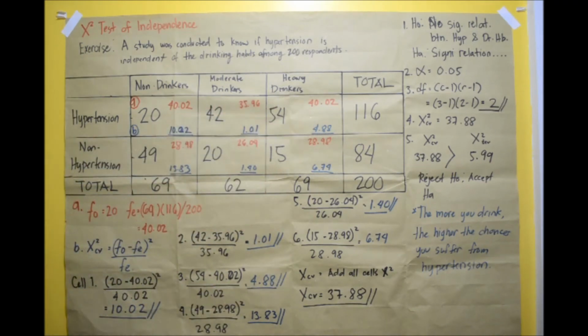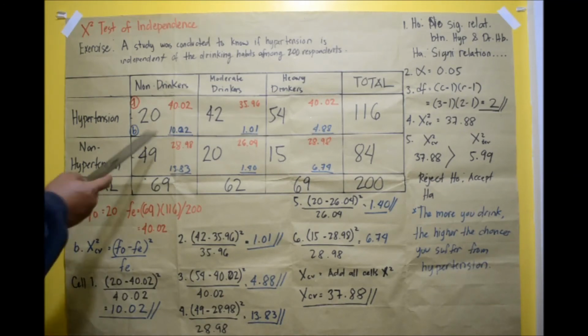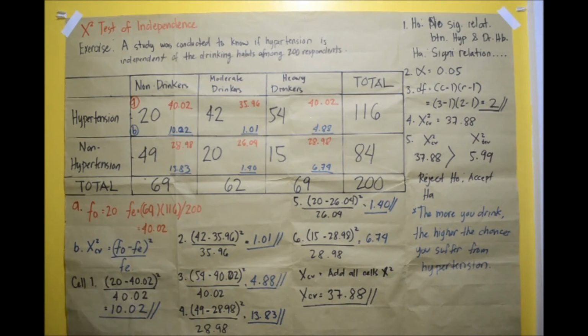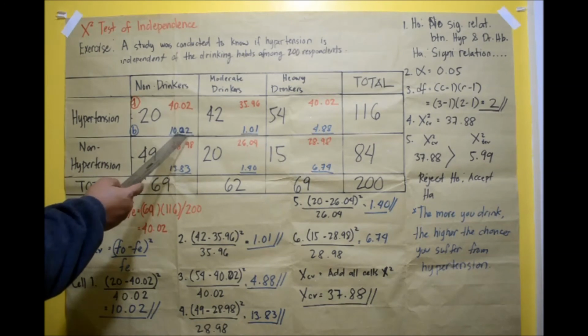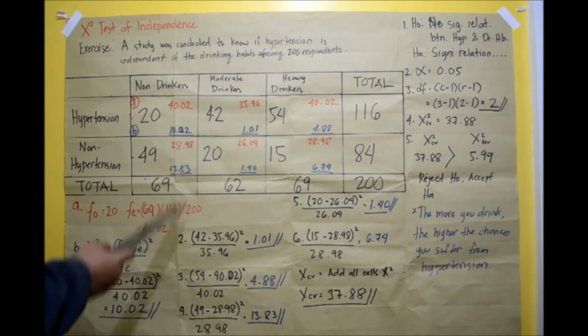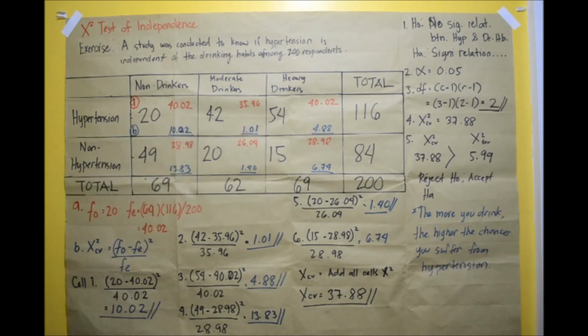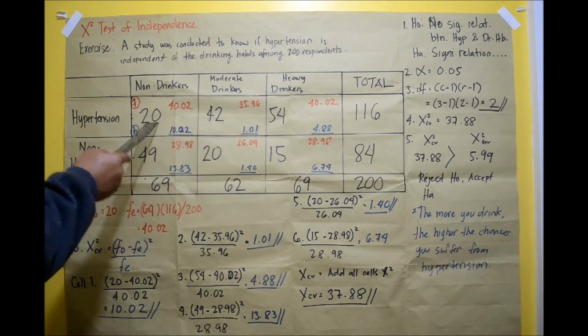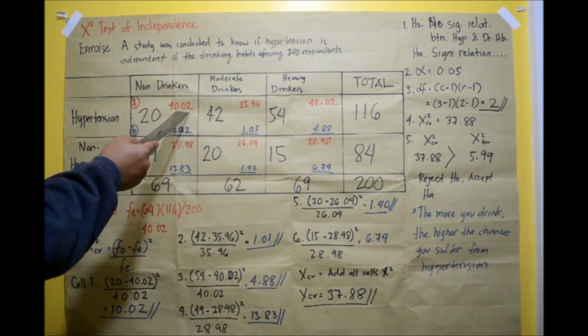After we get that, we now proceed with letter V. We will now compute the individual computed value of the chi-square. How do we do this? First things first, to stay organized, let's do it per cell. We have yet to find the blue. Given already are the observed and the expected.